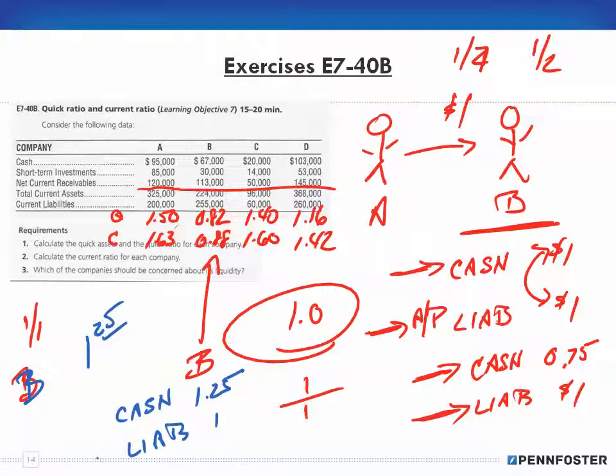So if person A turns around and says, "Hey, I want you to pay me the money that you owe me," well, then person B has the cash to be able to pay off that $1, and they're still left with 25 extra cents. Okay. So that's why the 1.0 is a good point. It's the measurement for whether you're in good shape or not as far as being able to pay off your quick liabilities, your current liabilities, either via looking at your quick ratio or your current ratio. Okay.